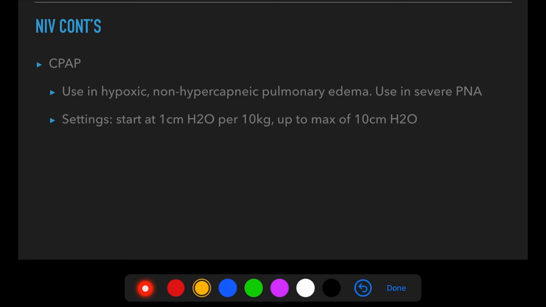CPAP, great to use in hypoxic, non-hypercapnic pulmonary edema or in severe pneumonia. Typically, your settings are going to start at 1 centimeter of water per 10 kilos the patient weighs, up to a max of about 10 centimeters of water. CPAP is just a constant pressure. It's just like PEEP with nothing additional on top of that to help them inhale or exhale. So you're just stenting the airways open, hoping to increase your oxygenation.